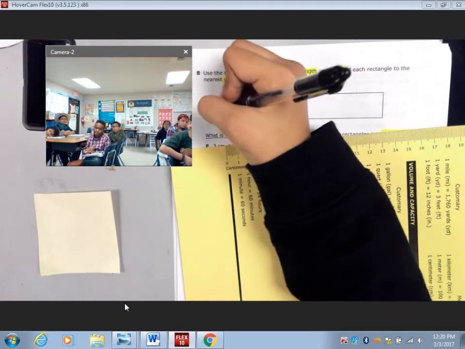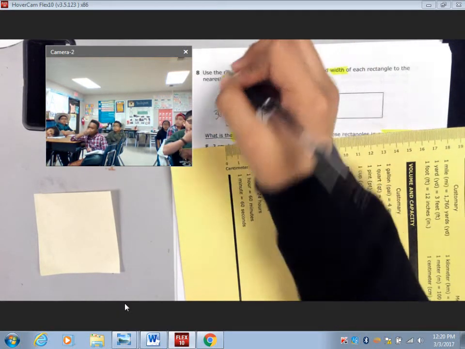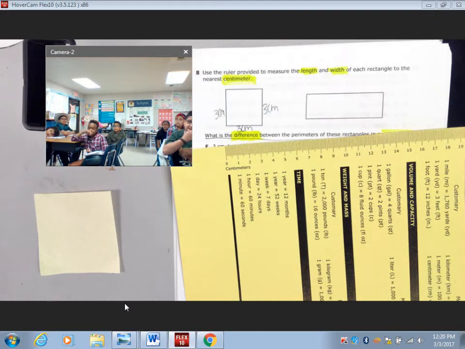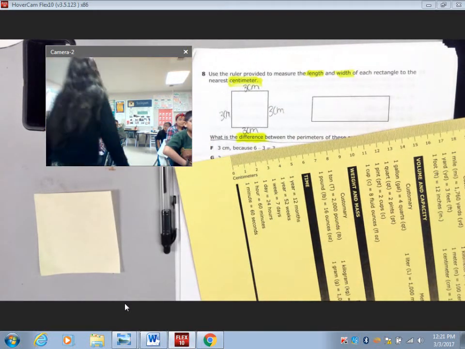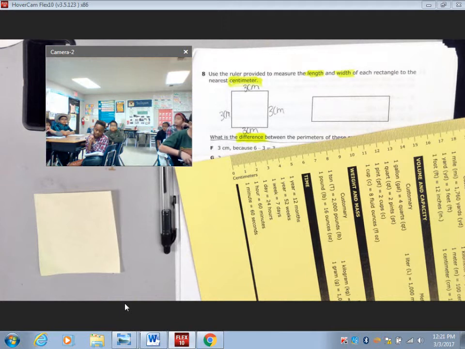Alondra, why are you writing it all the way around? Because this square has the same, each side is the same length. Very good. A square has equal sides, 4 equal sides. So she said when she measured one side, she already knew the rest of them were equal. So she went ahead and did all 3. Okay? Susanna, can you go do the next one?